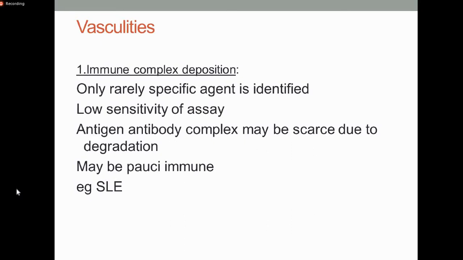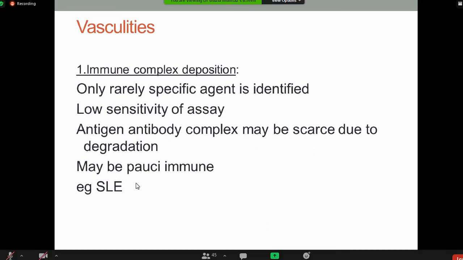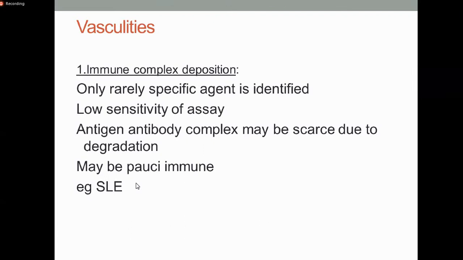The first one is immune complex mediated vasculitis. In this, immune complex deposition occurs. We can rarely identify the specific agent, and immune complex deposition assays, when we do them, have low sensitivity. The antigen-antibody complex may be scarce, maybe because of degradation, and we can also call that post-immune vasculitis. For example, the disease mentioned is SLE, systemic lupus erythematosus. In this, vasculitis can be part of the SLE syndrome.